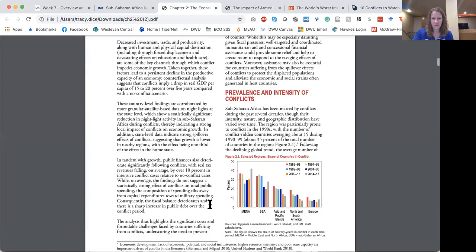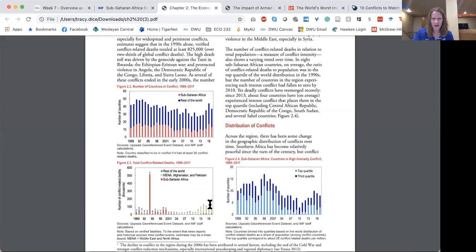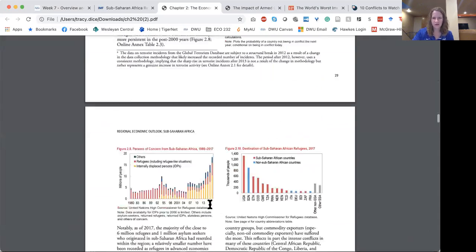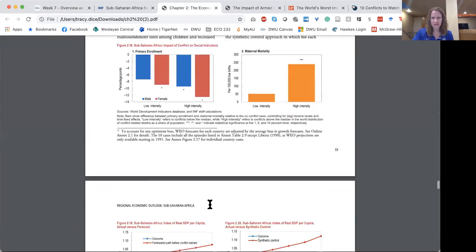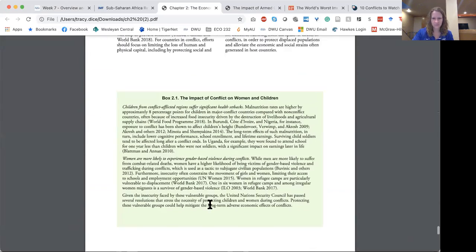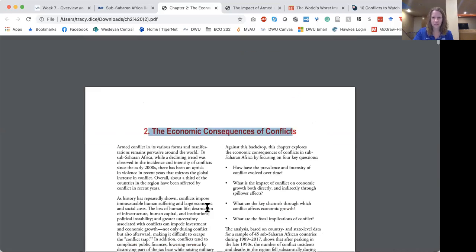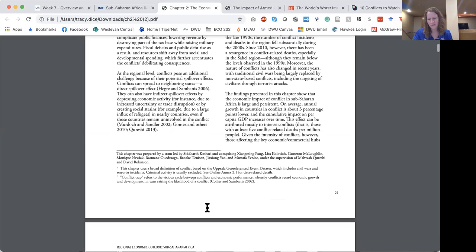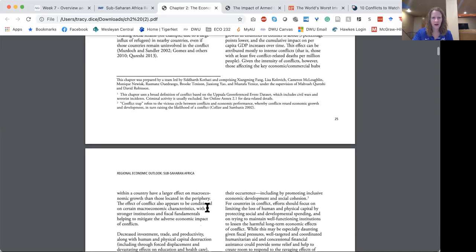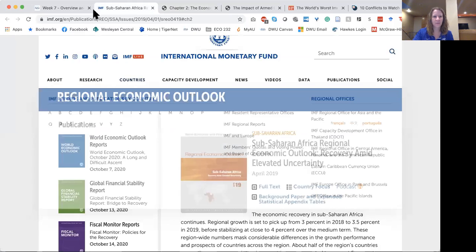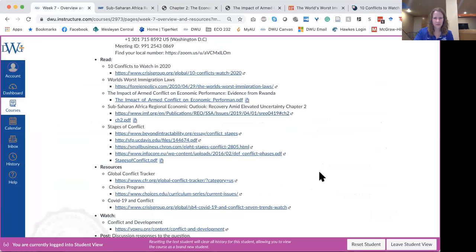So just, again, read through some of those, look at those graphs. What are they saying? You don't need to read it in depth, but just skim this chapter 2. It's not too long. Again, it's a couple, 20 pages, not quite. I mean, it says it's 37, but it starts on page 25. So it's 12 pages, not 20. So go ahead and look through that to figure out what they're looking at for the economic consequences or economic output when you have heavy conflict in that area.